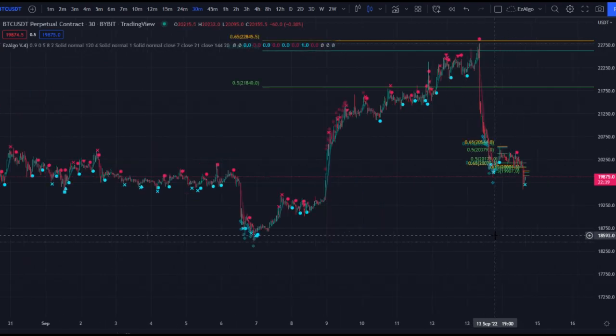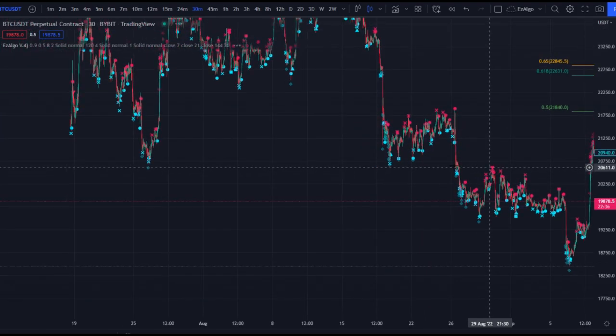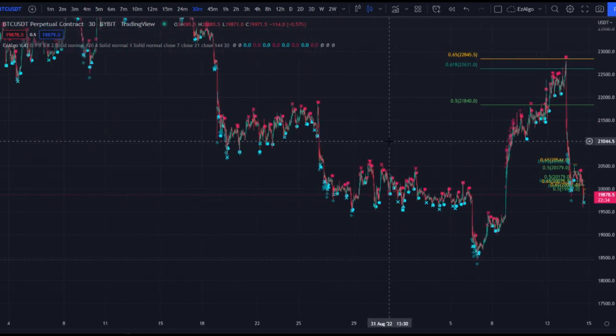guys. Please use this tool. I'm begging you. You're seeing it for yourself. You can go back and just backtest it a little bit as well.